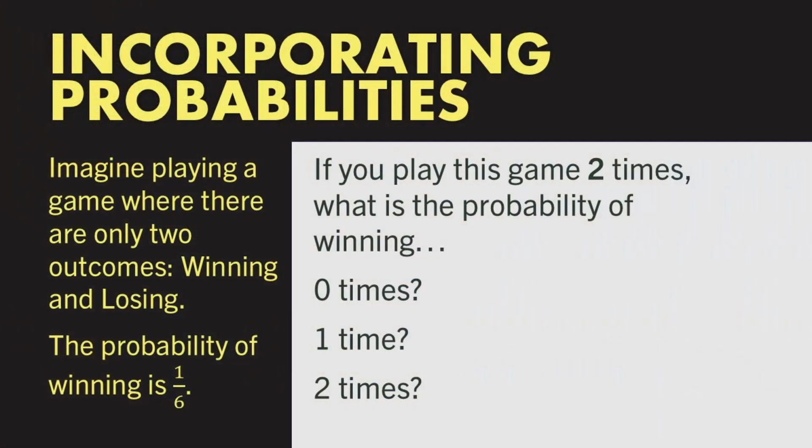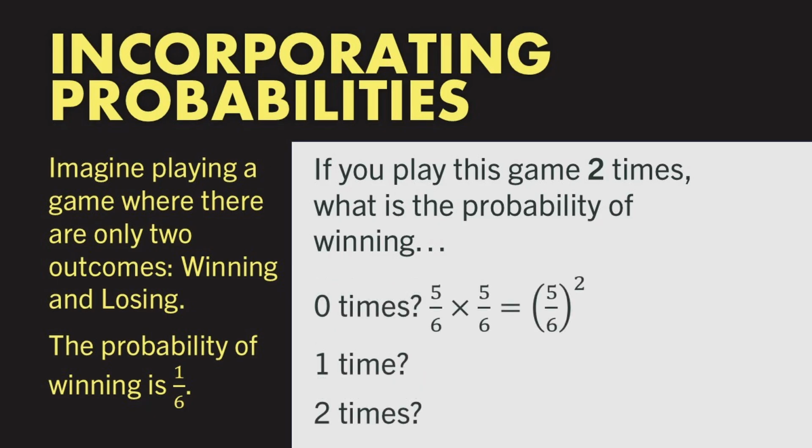Now let's play this game 2 times. What is the probability of winning 0 times, 1 time, or 2 times? Because each trial is independent, each game we're assuming is independent of what happened in the previous one, the probability of winning 0 times is going to be the probability of winning 0 times the first time times the probability of winning 0 times on the second one. So it's 5 over 6 times 5 over 6, which I can write as 5 over 6 to the power of 2.